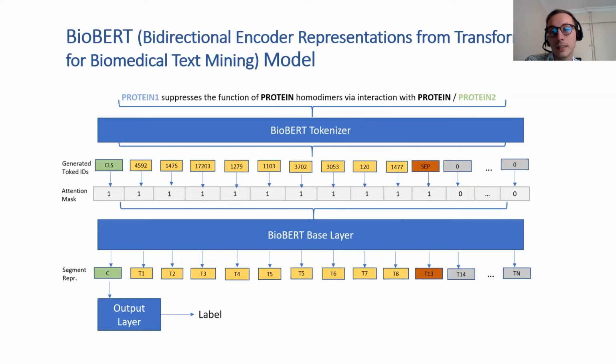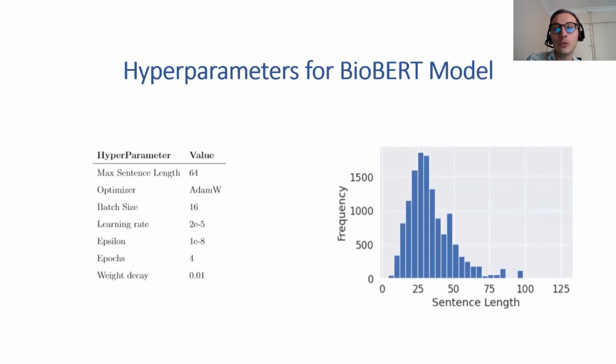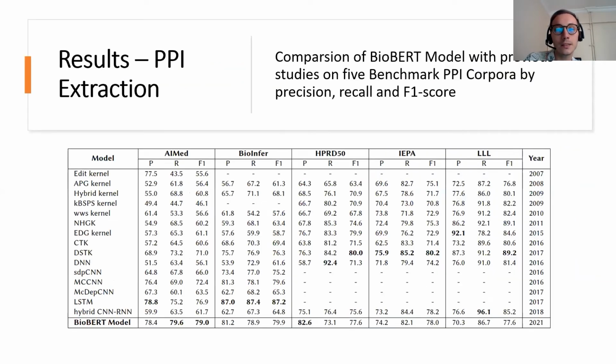During the fine-tuning stage, we feed each sentence of our dataset to the BioBERT model, and the whole pre-trained model and its initial weights are updated, and we obtain a final model that can perform protein-protein interaction extraction. For those who are interested in the details, these are our hyperparameter settings for the BioBERT model, and here are our results on the 5 benchmarking PPI corpora.